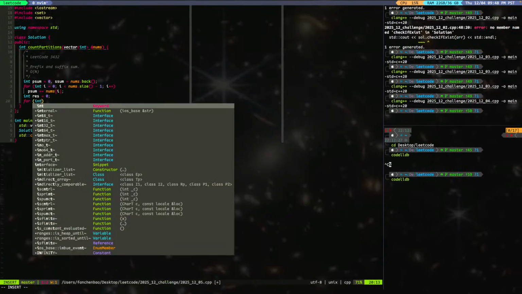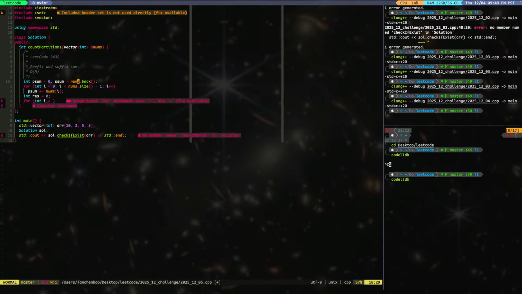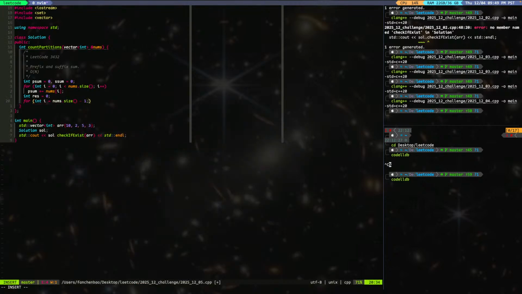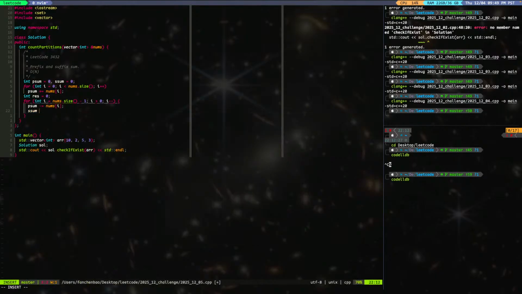So we say for int i, I think this will be more generic. So i equal to nums.size minus 1. Right, and now every time I'll remove this, actually it should be this. So p sum will be minus equal to nums[i]. S sum will be plus equal to nums[i].